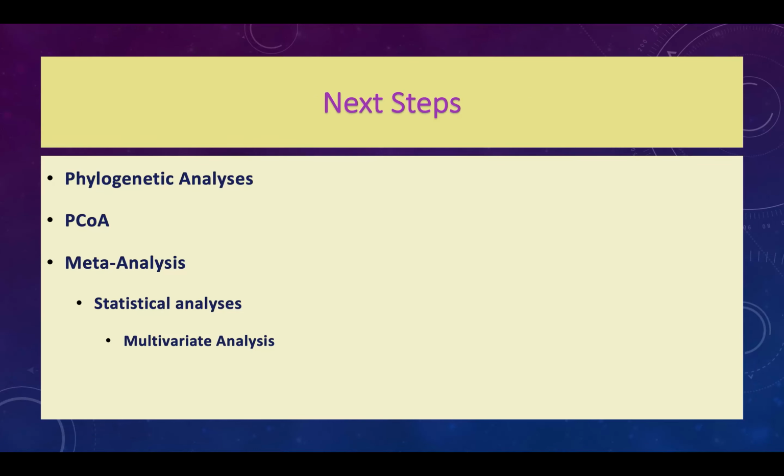So my next steps are to complete the phylogenetic and principal coordinate analyses for the different datasets, and also to conduct a meta-analysis by combining the results and output of all the studies. Additionally, I also want to run statistical analysis on the combined studies, such as multivariate analysis, and also a random forest application.